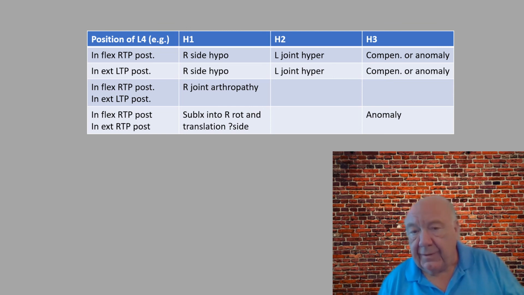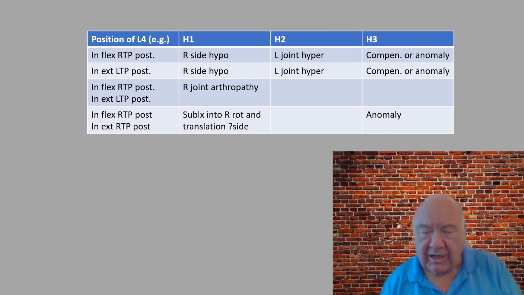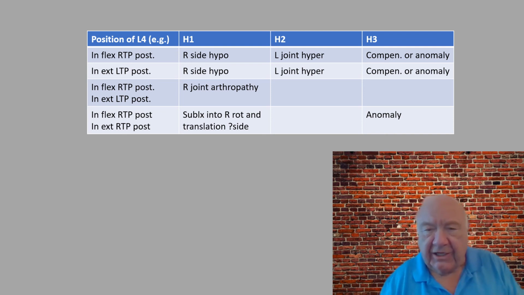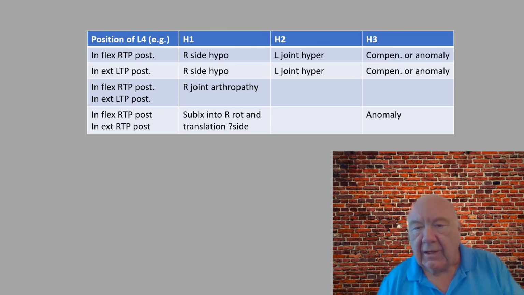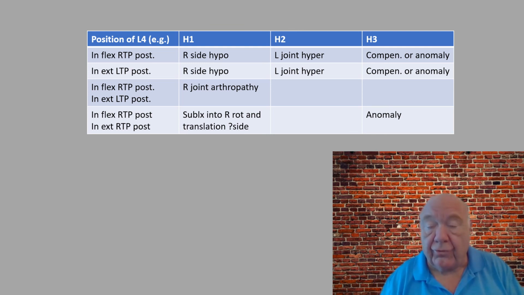Now, H2 really doesn't exist for this. I can't think of one. But again, H3, which would then be H2, of course, it's an anomaly. That is, you really do have a deformed transverse process, in which case it should also be present in neutral.